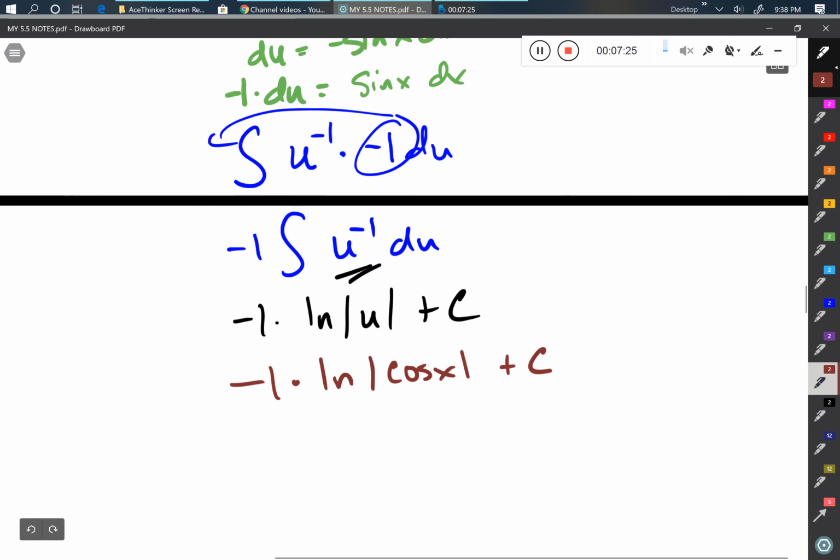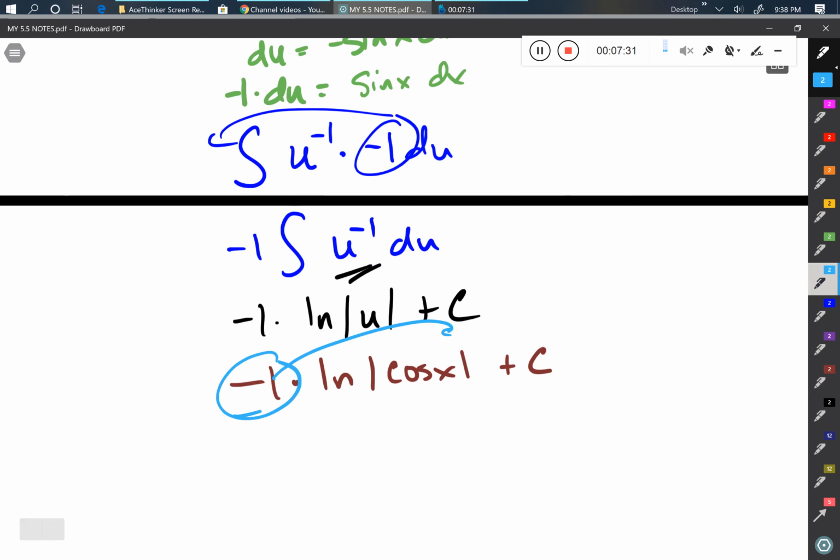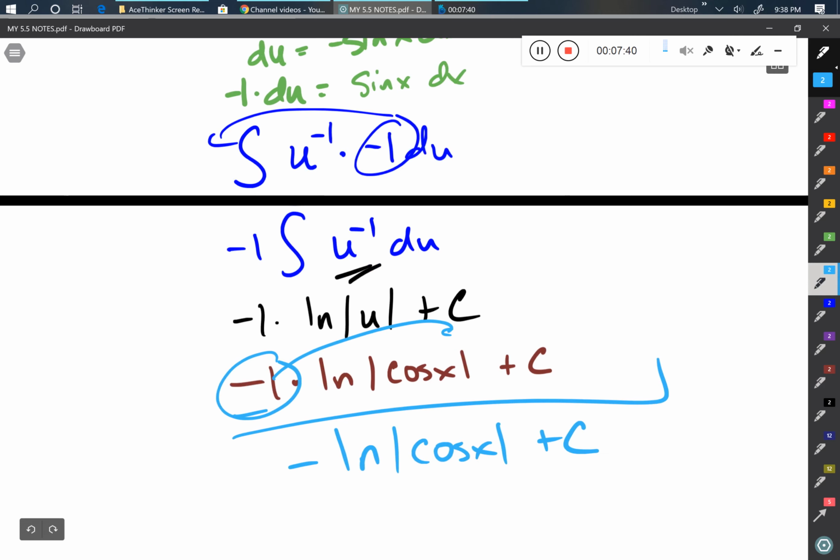And then if I wanted to, I could use one of those logarithm rules and turn this into an exponent, or I can just leave it like it is. I prefer to just leave it like it is and call it negative natural log absolute value cosine x plus c.